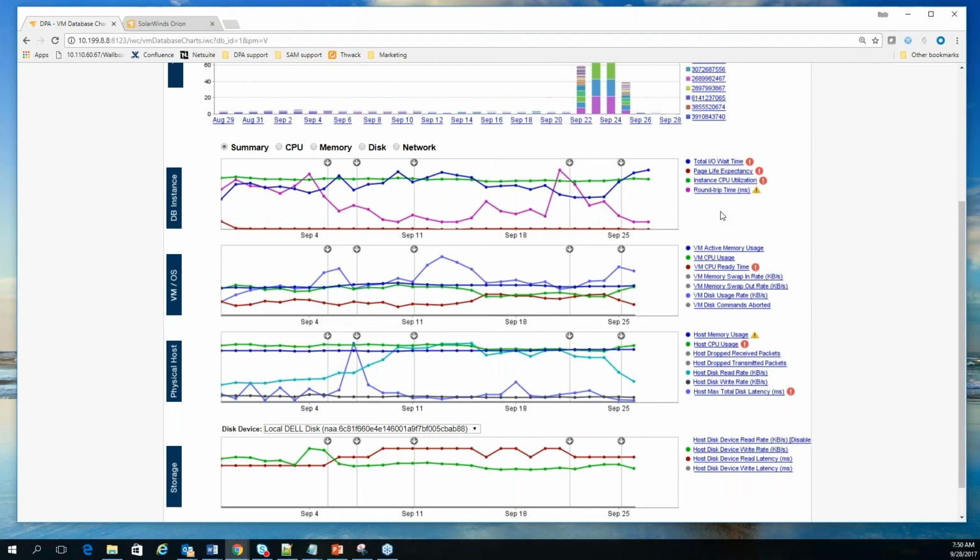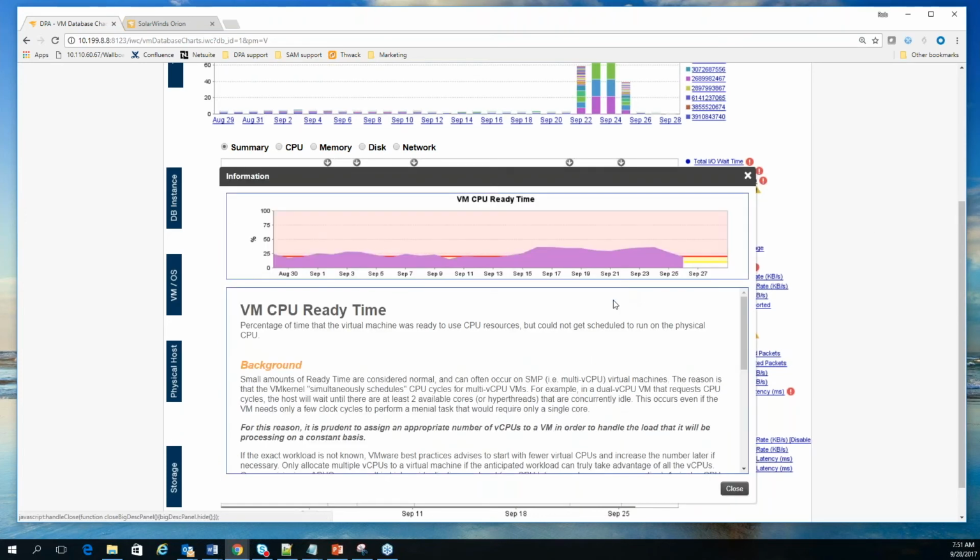And if I want to, we of course alert if you guys are going over some kind of threshold. So if I do want to see what that metric actually is, I can click on it and then get a scale on the left-hand side, right? And this is one of those perfect things of VM CPU ready time. So if anybody doesn't know what that is, it's your virtual machine asking for CPU cycles from the physical host and having to wait for those cycles.